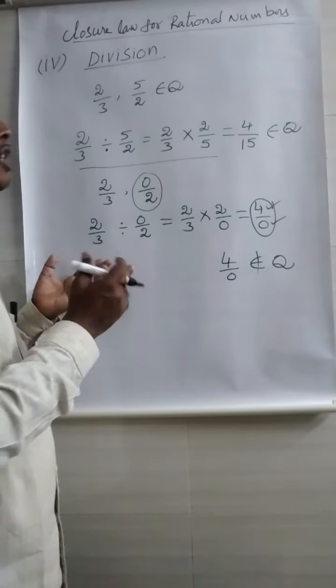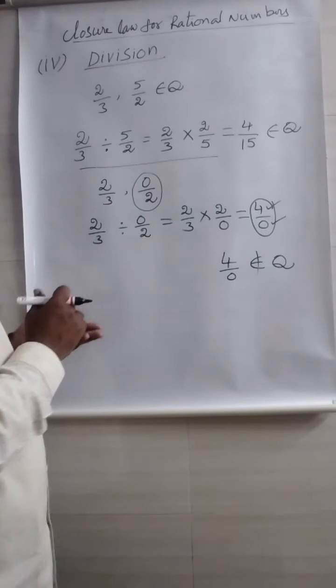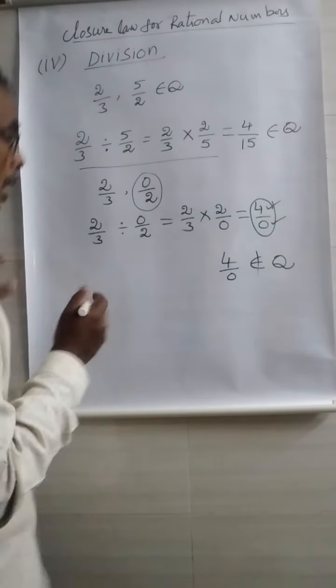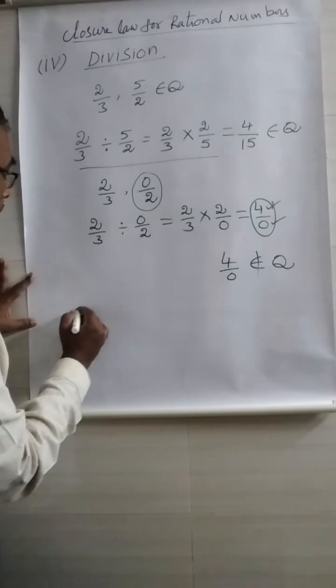Hence, what do you say finally? We conclude that the rational numbers are not closed in division.